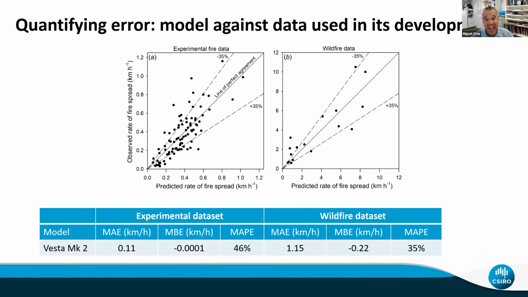But in fact, as a percent, the error is lower for the wildfire data than it was for the experimental fire data. The MAPE for the wildfire was 35%. Most of the wildfires were predicted within that plus or minus 35%, with a few cases, some lower spreading fires, with more notable underpredictions.